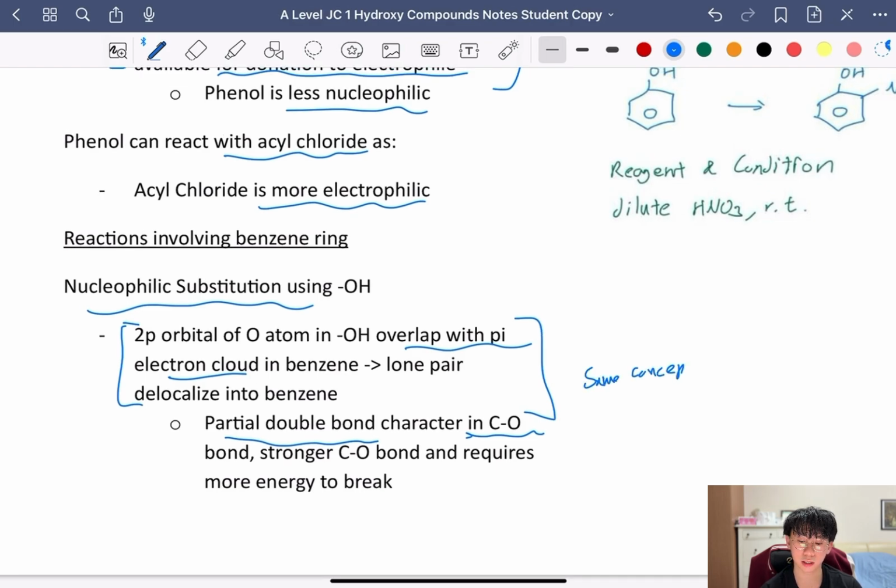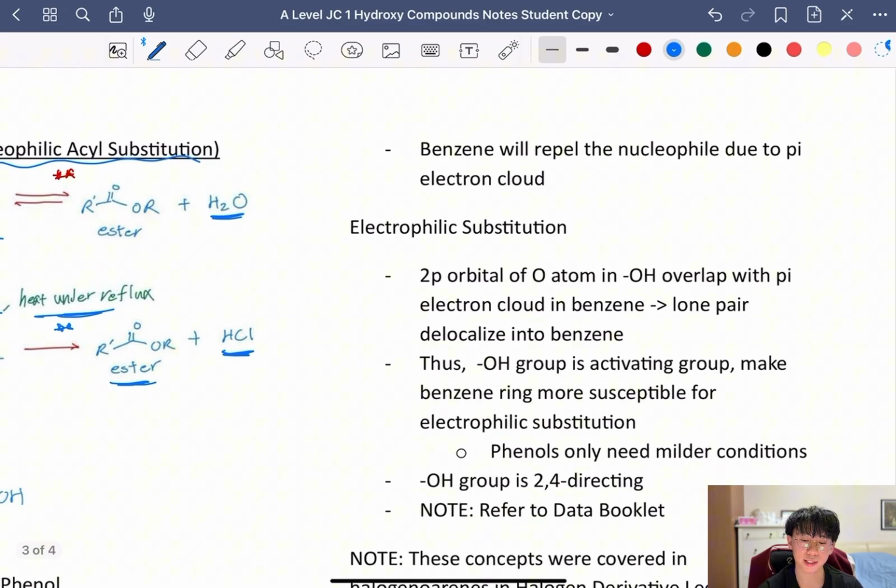has been covered in halogenoarenes in your halogen derivatives chapter. So this is just a recap that due to this same concept and this partial double bond character, it requires more energy to break, and hence your nucleophilic substitution doesn't really occur with your phenols. Also, your benzene will repel the nucleophile due to the pi electron cloud. So it's very hard for the nucleophile to even come and attack the phenol when the nucleophile can't even approach.